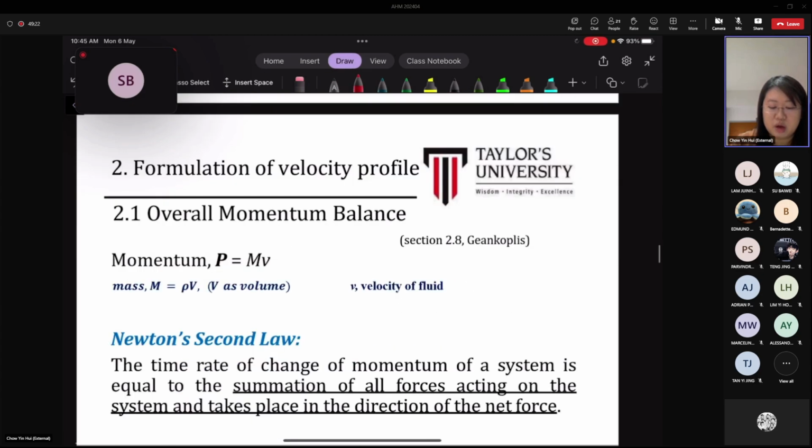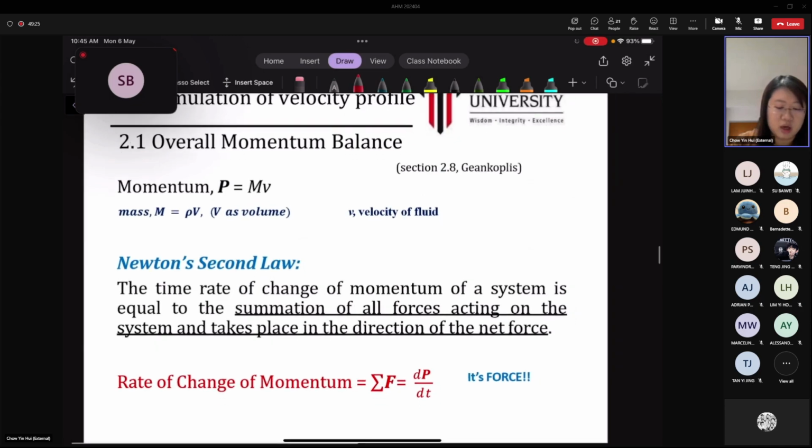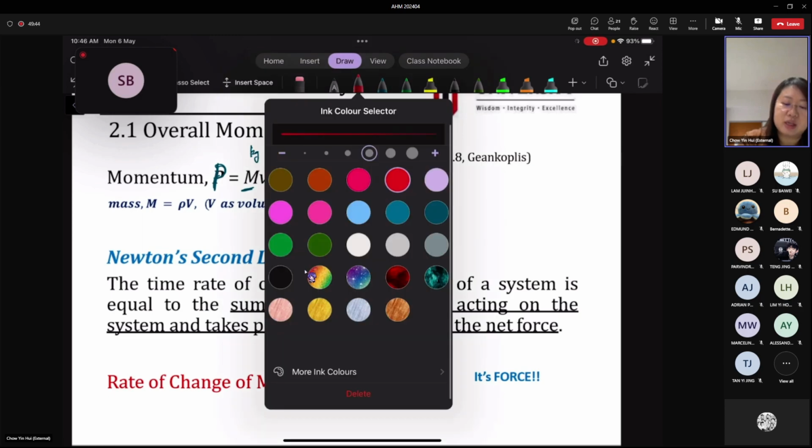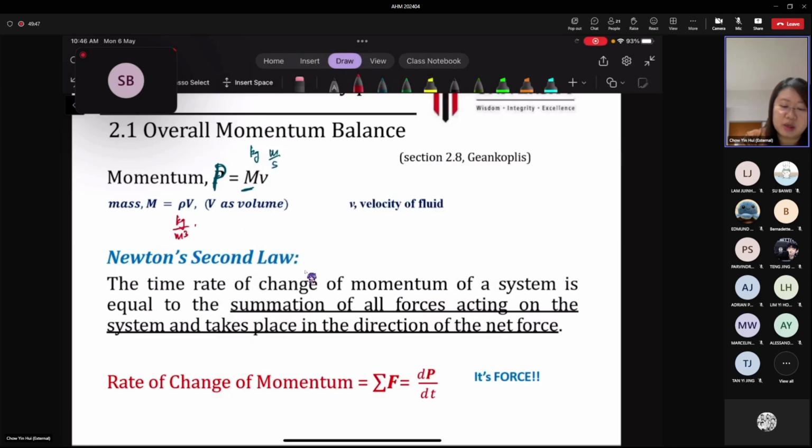Before we talk about shell balance, let's look at what the overall momentum balance is. Momentum, as we know, can be denoted by this capital letter P. It equals the mass multiplied by the velocity, right? And the mass can be calculated using the density, kilogram per meter cube, multiplied by the volume. So you get back the mass. Later you will see how this expression is used in the shell momentum balance and overall momentum balance equation as well.